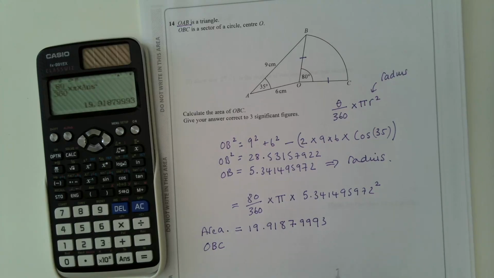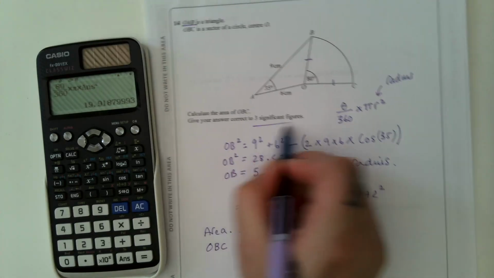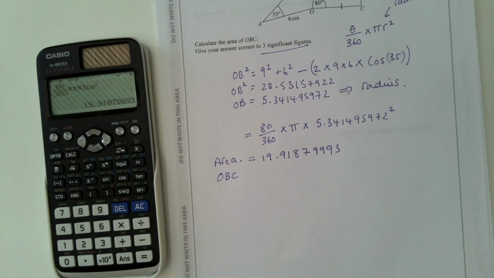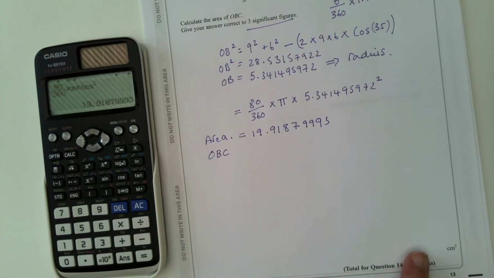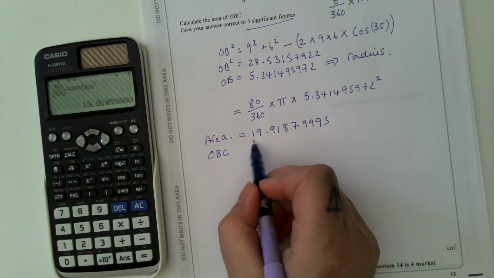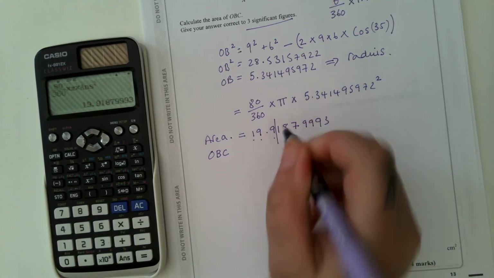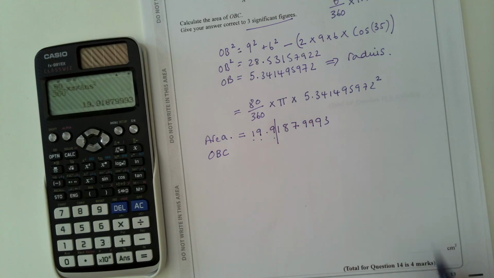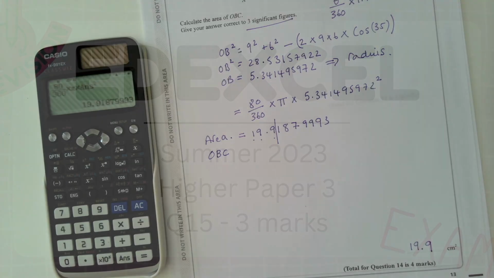Double check what the question's asking for. Give your answer to 3 significant figures, okay? So 3 significant figures going on this line here. So 1, 2, 3. That 1 isn't going to change the 9, so it's 19.9 centimetres squared.